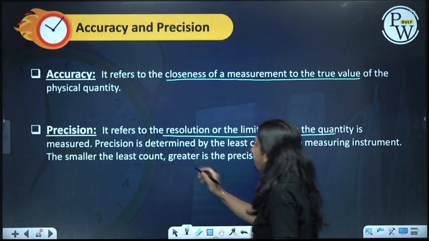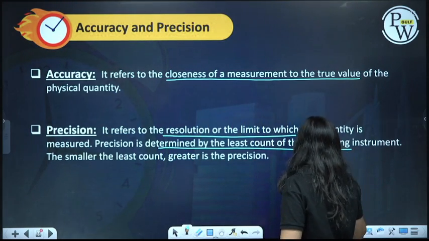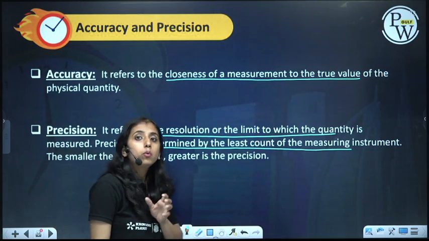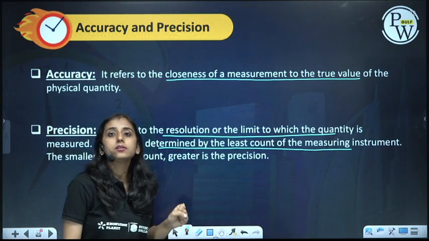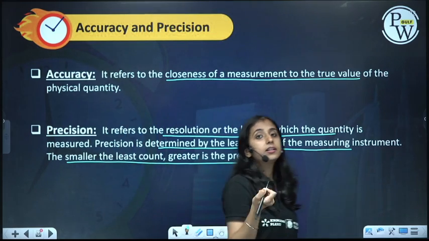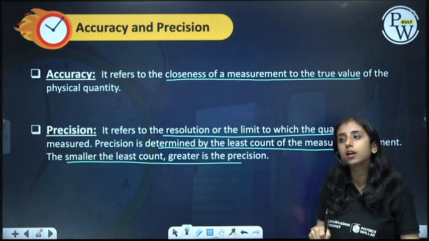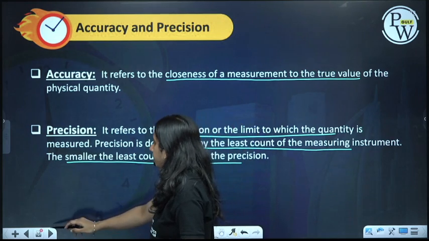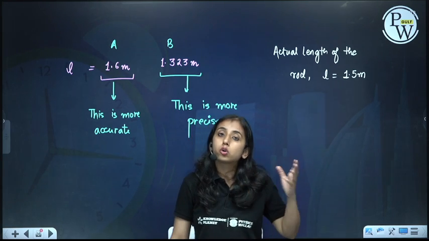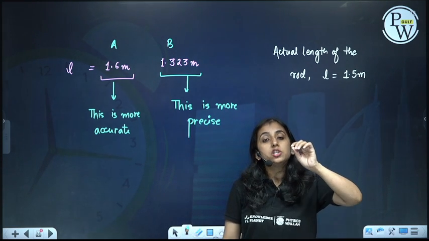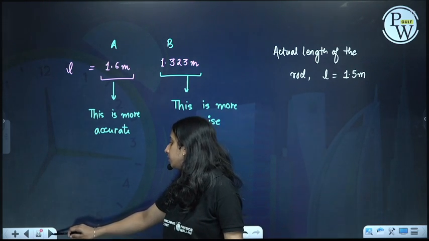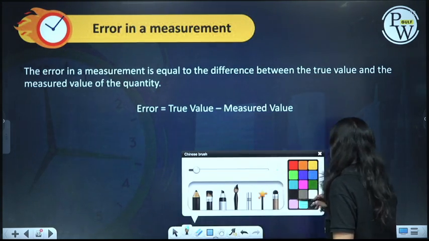Precision is determined by the least count of the measuring instrument. What is least count? The minimum value that we can measure using that instrument is called its least count. Smaller the least count, greater is the precision. So this is precision and accuracy. Accuracy tells us closeness to the true value, and precision tells us up to what limit of the scale we can measure it.